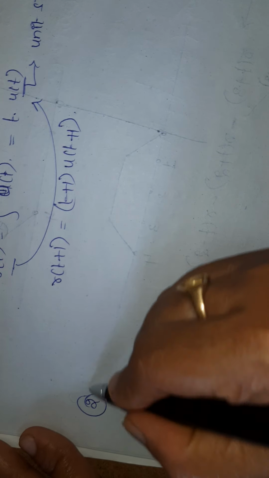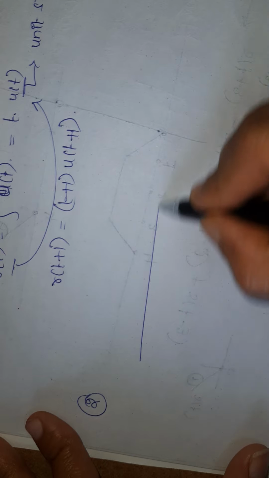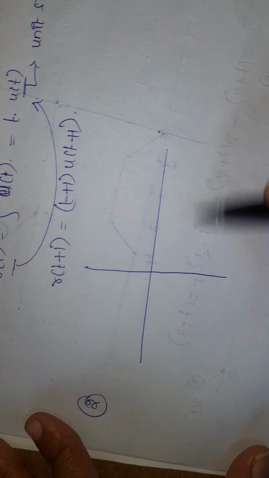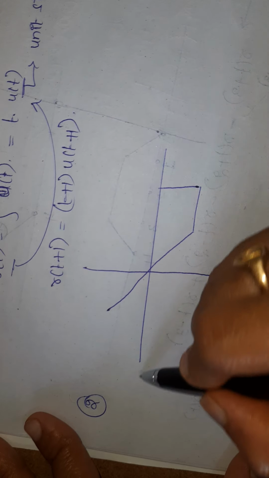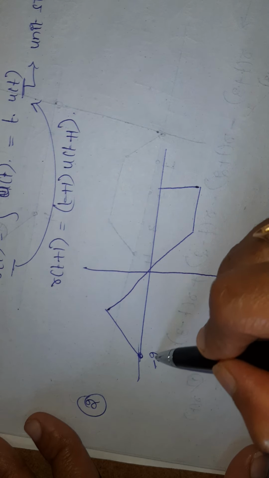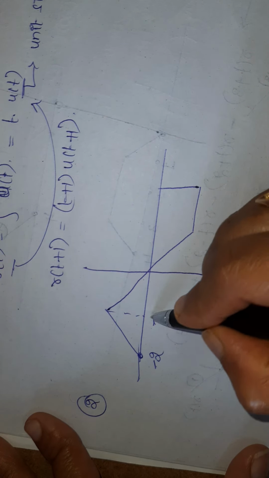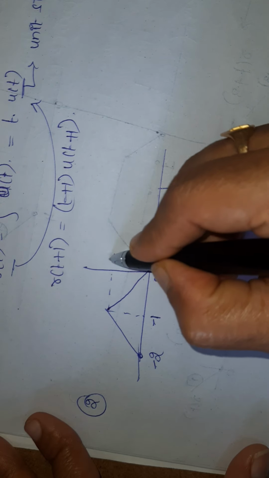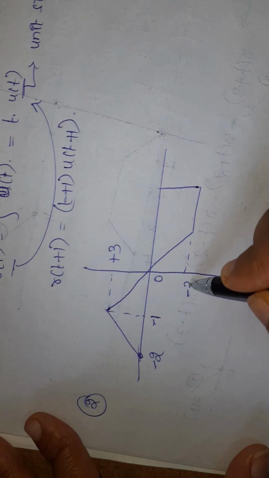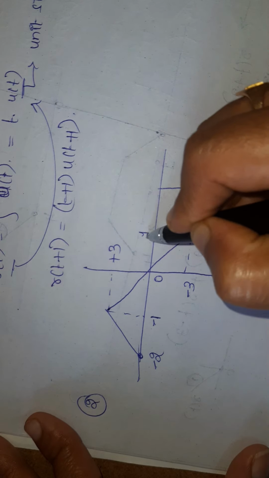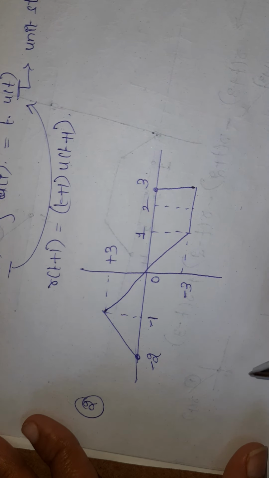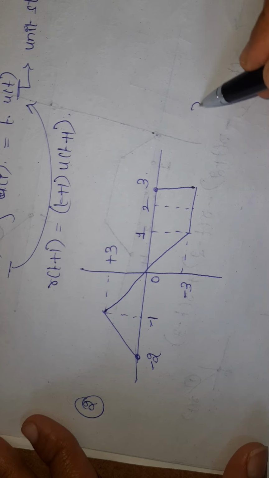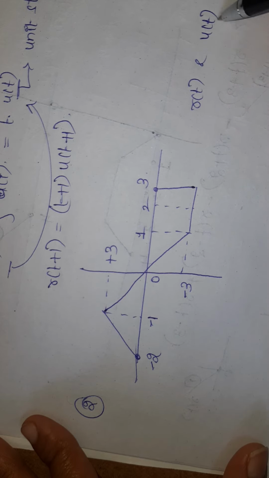Next, just try this problem. Express the given figure in terms of both r of t and u of t. This is minus 2, this is minus 1, 0. Here we are having the magnitudes plus 3 and minus 3. This is 1, 2, 3. Express the given figure in terms of r of t and u of t.